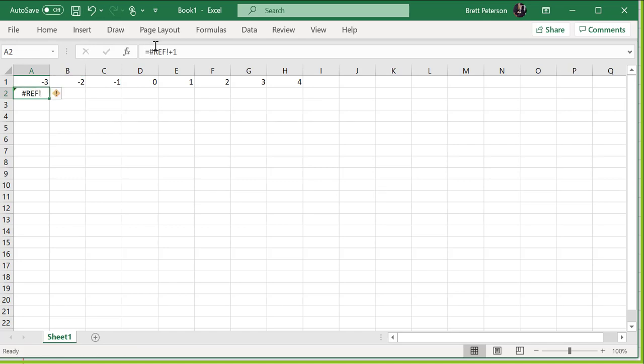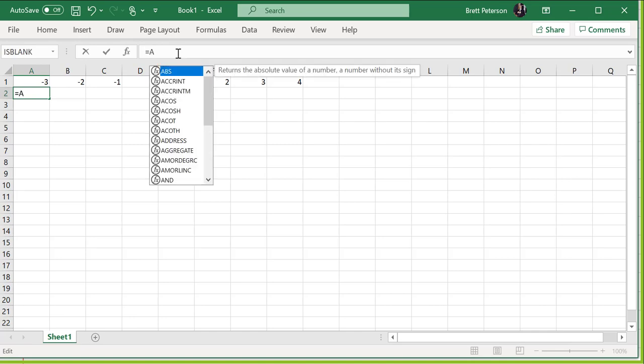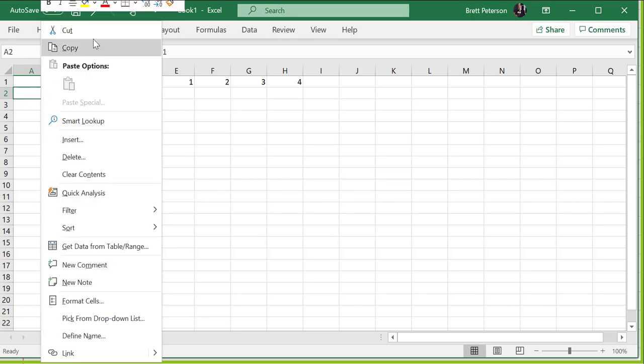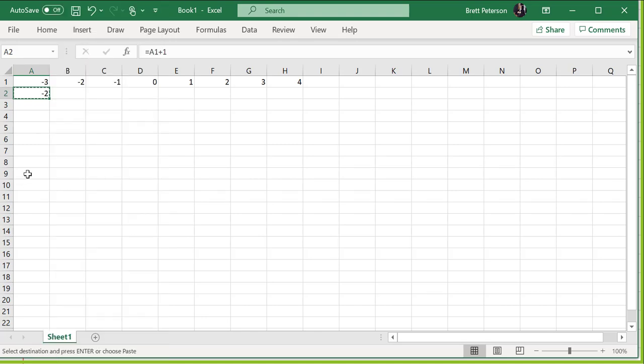So now I go to A2, and I need to make the reference to A1 again. So I press my equal sign, and I go A1, once again, +1. Then I copy that cell, and I need to copy it down until I'm far enough. On both of those, I went farther than I wanted, so I'll just delete these two, at -3 and then at -4.